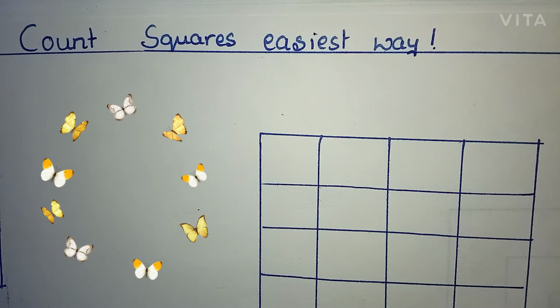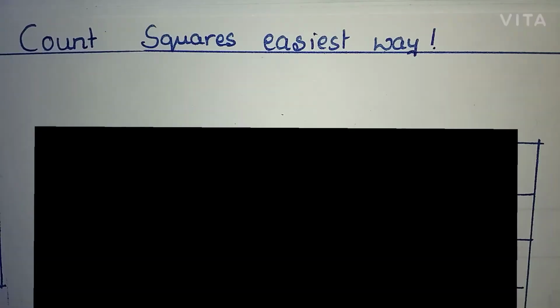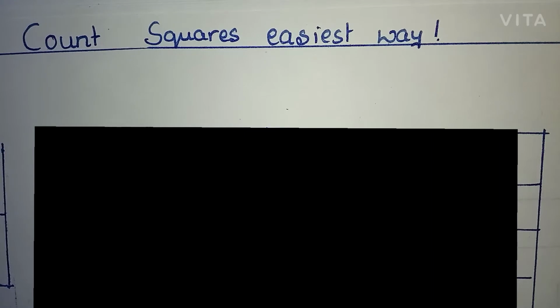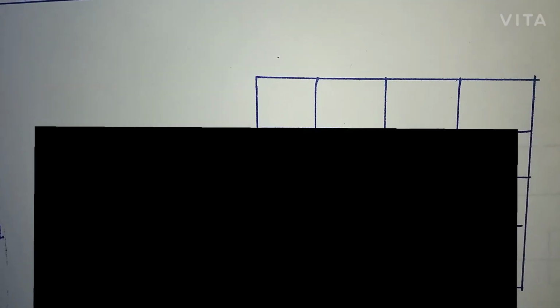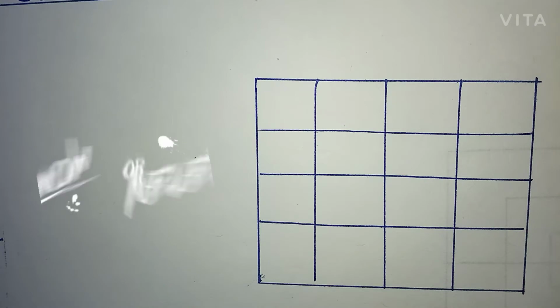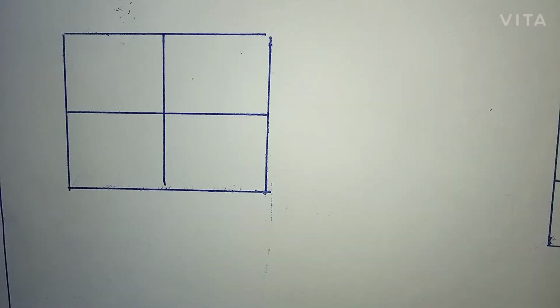Today we will learn to count squares in the easiest way. If they give a figure such as shown below, which contains a lot of squares, and ask us to find out the number of squares in it, okay? Let us start with a simple one. What is the traditional way?